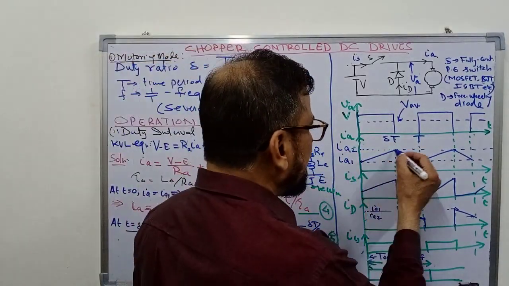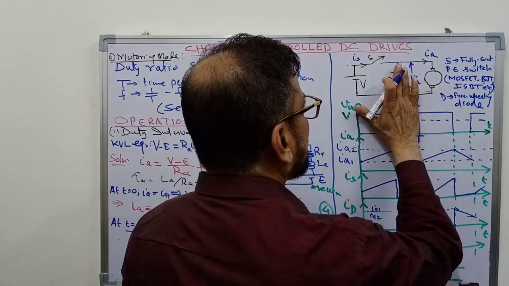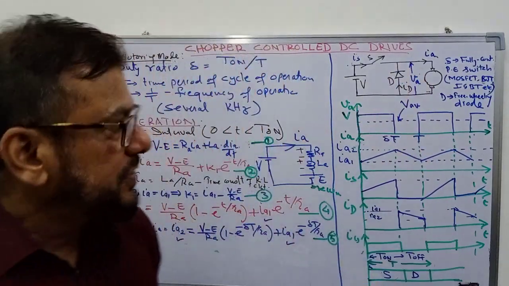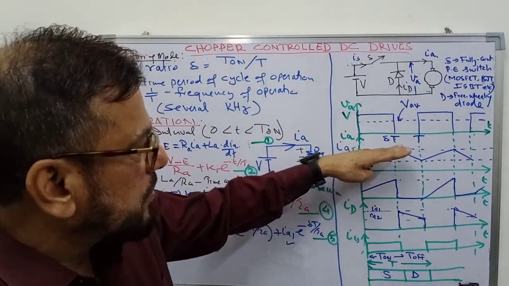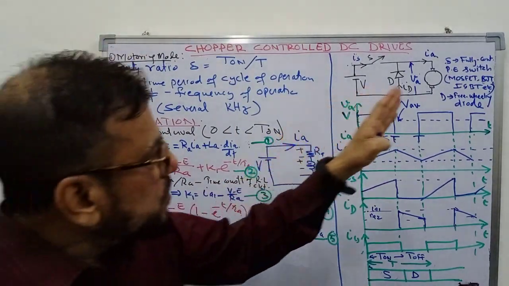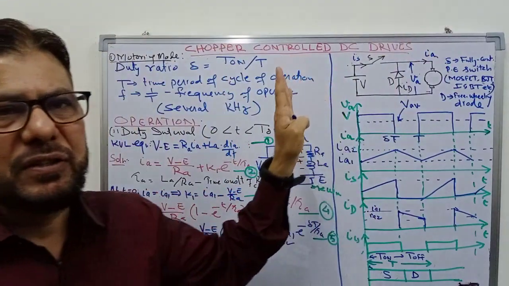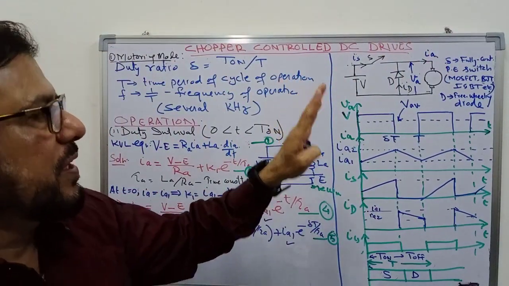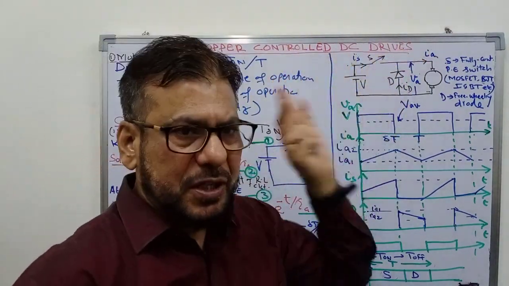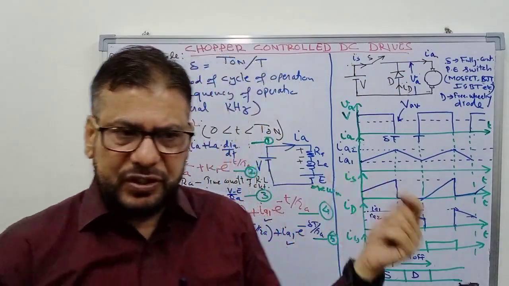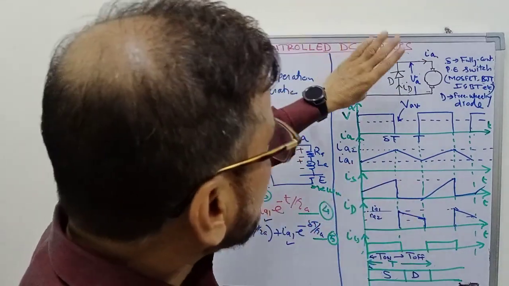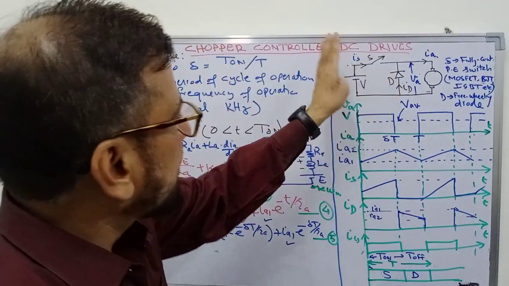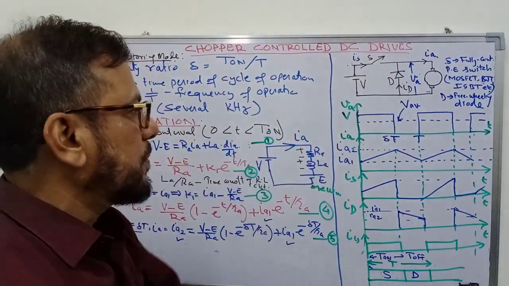So during this interval, what happens? The diode is not in the picture, the diode is in the off state, and the current rises from IA1 to a certain value IA2 when we remove the signal from the switch S. As it is a fully controlled device, as soon as we remove the signal, it will go in the off state or the blocking state. So current cannot flow through this switch now.